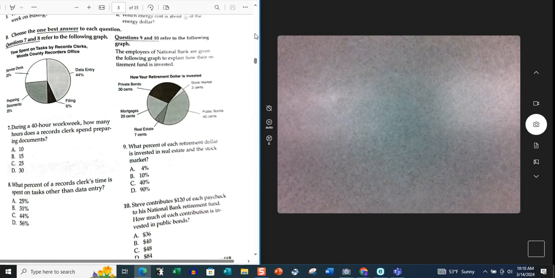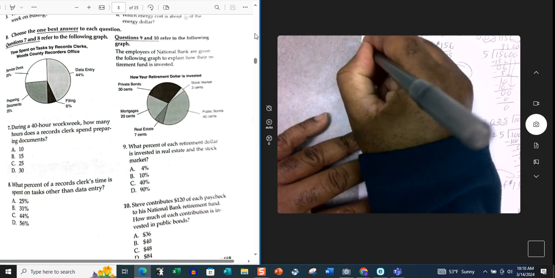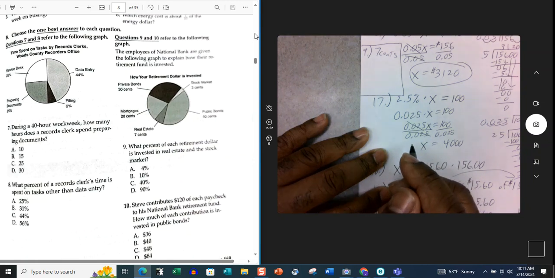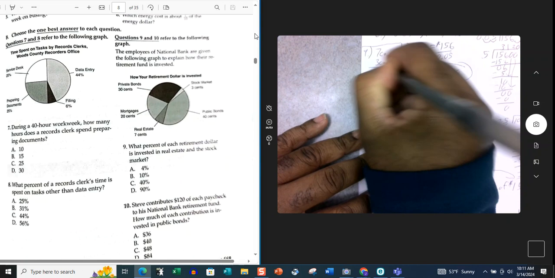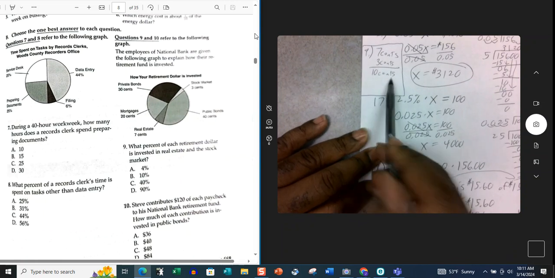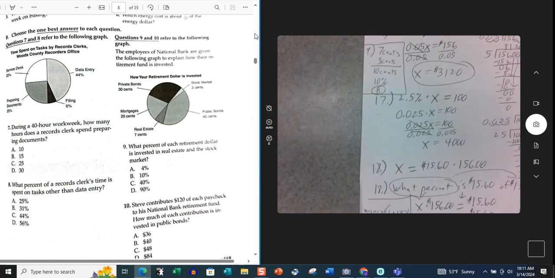Okay, now look at number 9. It says, what percent of each retirement dollar is invested in real estate and the stock market? So if we look at real estate and the stock market, all right, so this is problem number 9. The real estate is 7 cents and the stock market is 3 cents. So we know that's a total of 10 cents. Now remember, I told you that this 10 cents is really a percent. So this is really 10%, which is B. So your answer here is B for number 9.